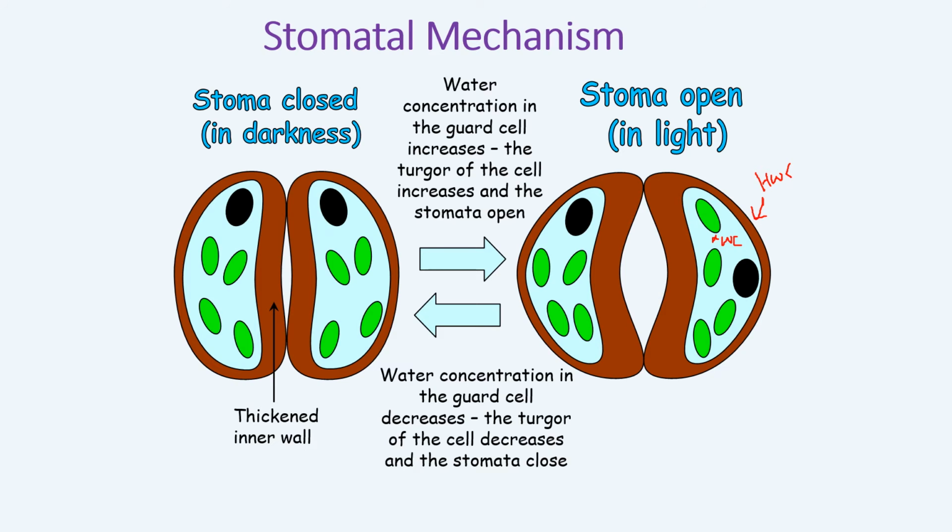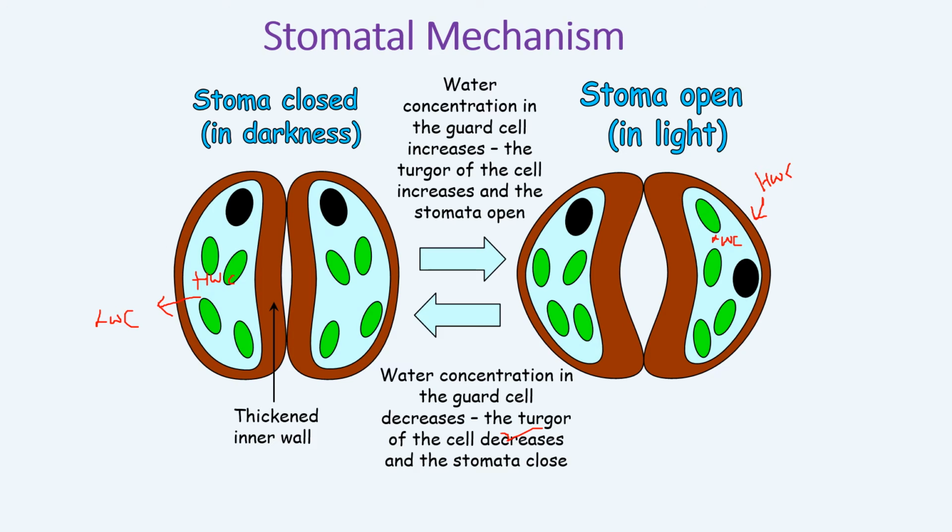So what happens when it is dark? The water concentration in the guard cell decreases and the turgor of the cell decreases and the stomata closes. So the inside will have the high water concentration and the outside will have the low water concentration, and the water will move from the high water concentration to the low concentration, causing the guard cells to become thinner and plasmolyze.